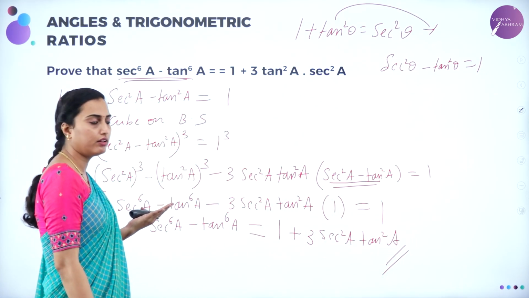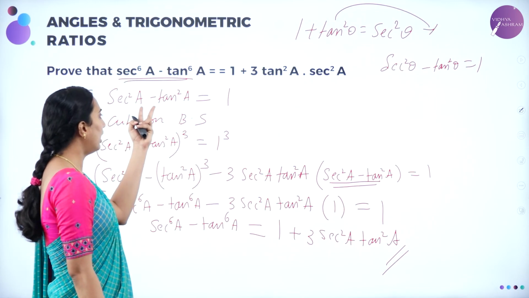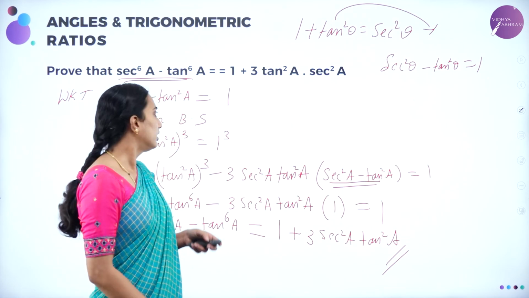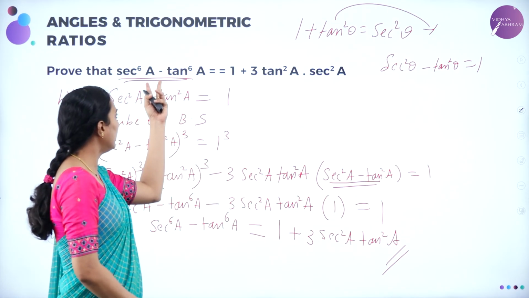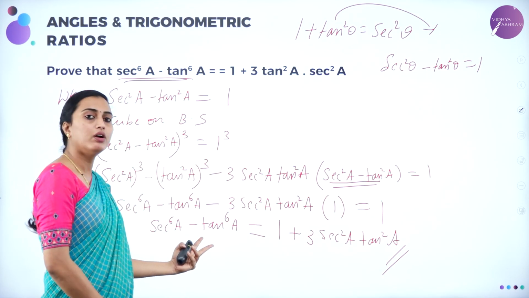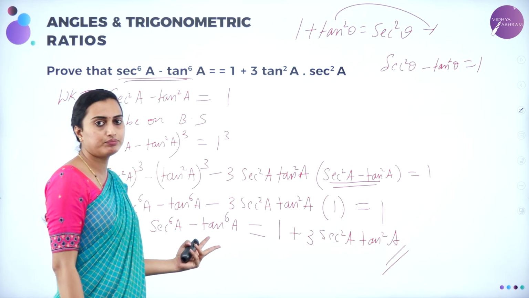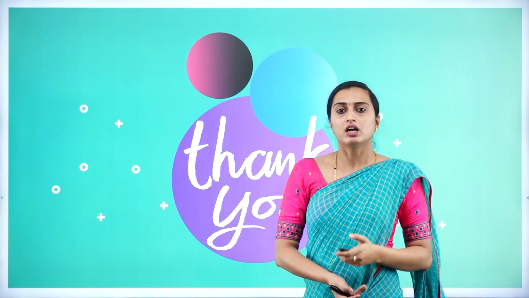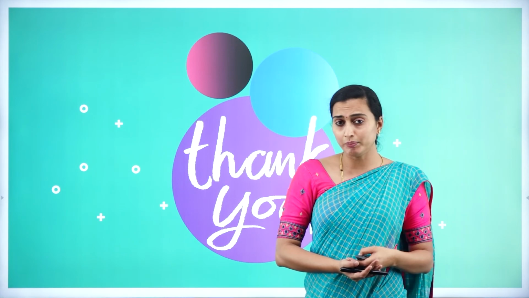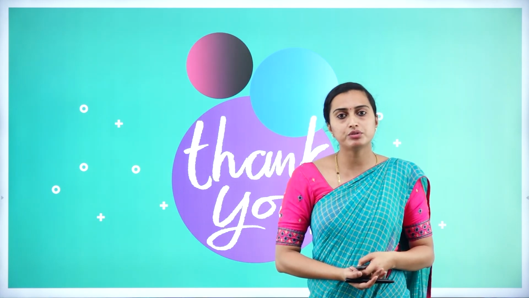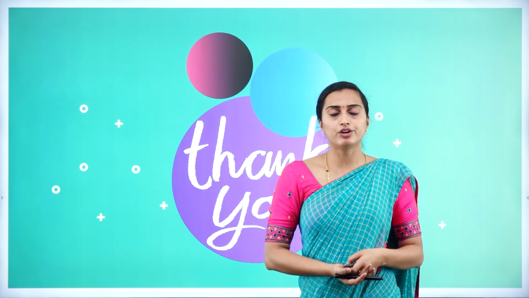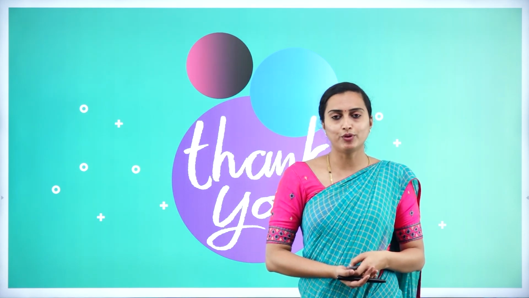That's it. By taking the identity and cubing on both the sides, you are going to prove it with the answer. Understood? Okay, dear students, I hope you got this session on how to solve the problems of a 3-marker using the trigonometric identities, also the trigonometric functions reciprocals.